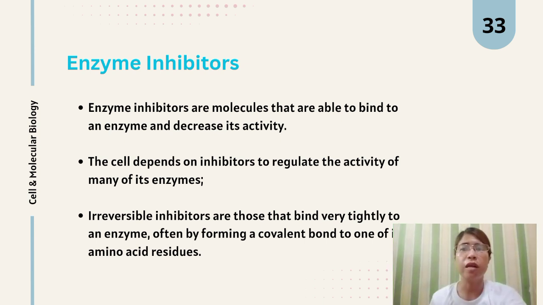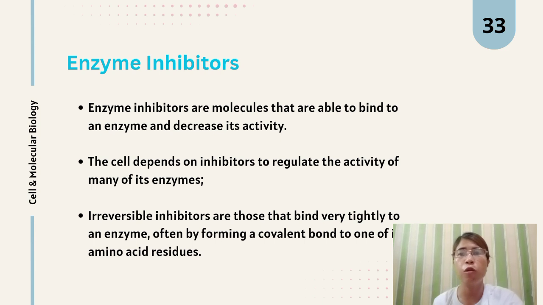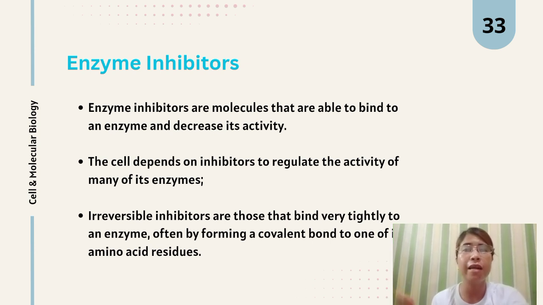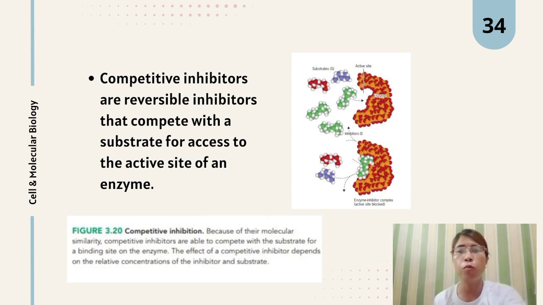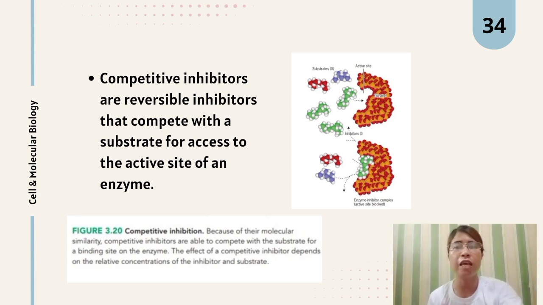Competitive inhibitors are reversible inhibitors that compete with a substrate for access to the active site of an enzyme. Because of their molecular similarity, competitive inhibitors are able to compete with the substrate for a binding site on the enzyme. The effect of a competitive inhibitor depends on the relative concentration of the inhibitor and the substrate.